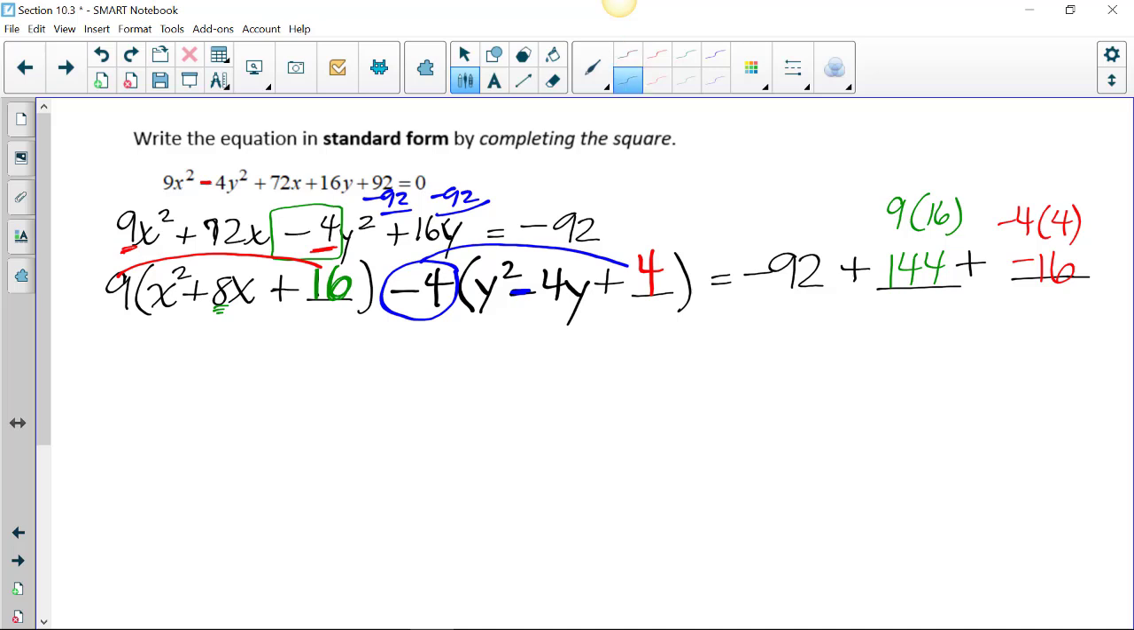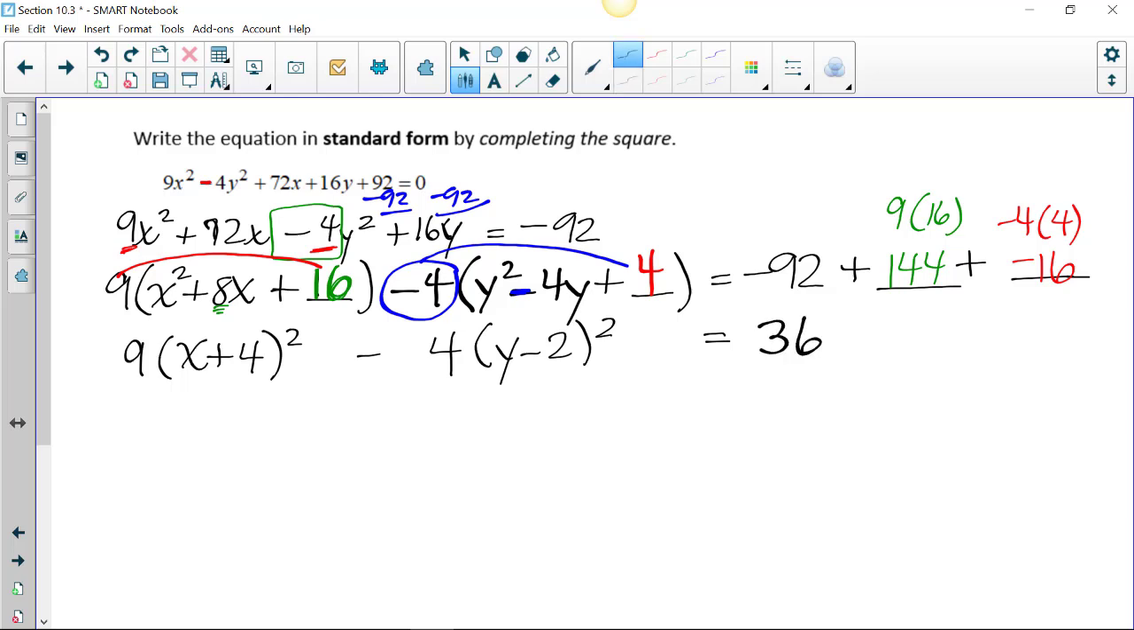And now we just go about our business the way we did with ellipses. We factor our perfect square trinomials. And we simplify the right-hand side, which should simplify to 36. We're oh so close to standard form. Okay, so I need the 36 over here on the right to be a 1. So I'm going to divide everything by 36. And then simplify.